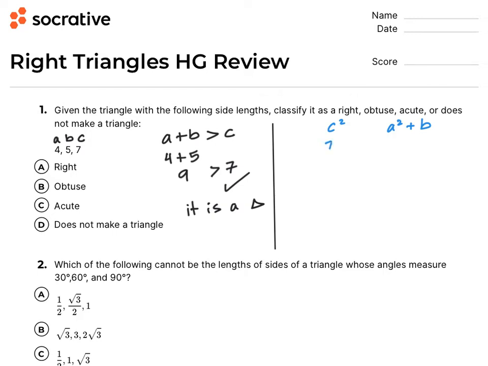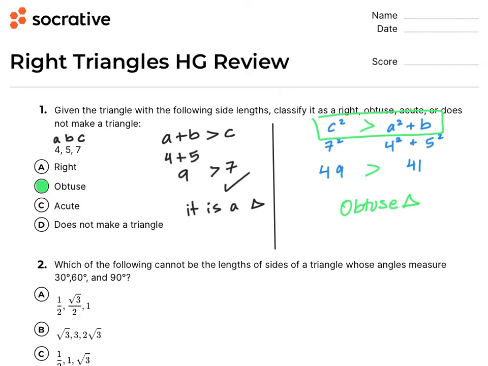So if you take the 7 squared and you do 4 squared plus 5 squared, that will give you 49, and that's 41. So 49 is greater than 41. So if c squared is greater than a squared plus b squared, then that's an obtuse triangle. So the answer would be obtuse triangle.